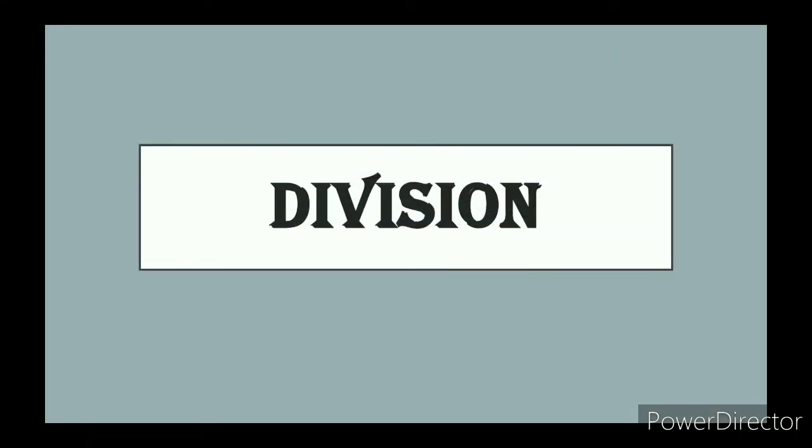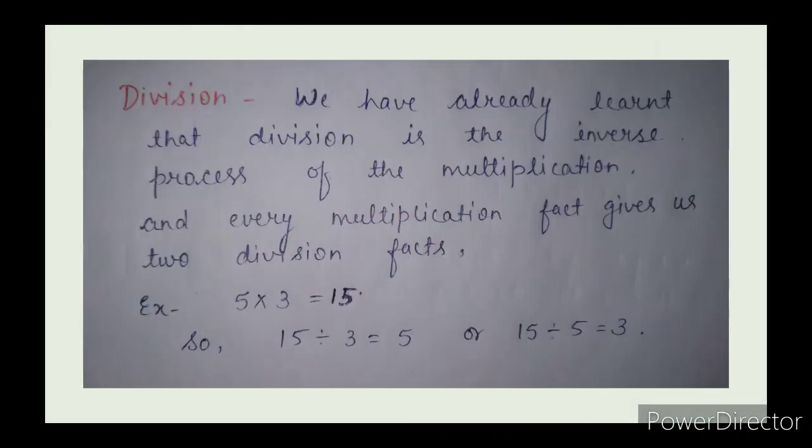Now let's talk about division. We have already learned that division is the inverse process of multiplication, and every multiplication fact gives us two division facts. For example, 5 multiplied by 3 is equal to 15. So here you can see the division facts: 15 divided by 3 is equal to 5, and 15 divided by 5 is equal to 3.